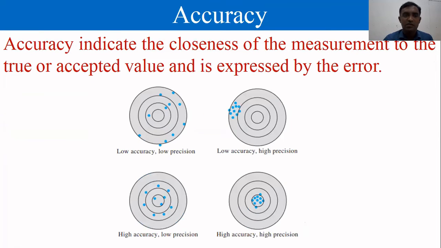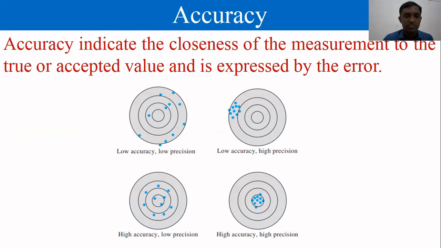Next, we'll see what accuracy is with the help of a few more diagrams. Accuracy indicates the closeness of the measurement to the true value or accepted value. Sometimes data may be close to each other, which means they are precise, but they are not correct, which means they are not accurate. When we say they are not accurate, they are not close to the true value, the accepted value, or the absolute value.